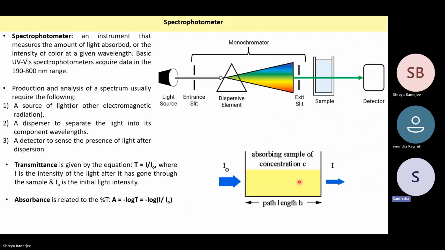Ma'am, this I and I0, is I0 the intensity after the sample, after the light has passed through the sample? It's the opposite. I0 is the initial light. I is the one after it passes through the sample. So here, this is the sample, right? I0 will be here before it reaches the sample, and I will be here, which the detector is detecting. Okay, ma'am.